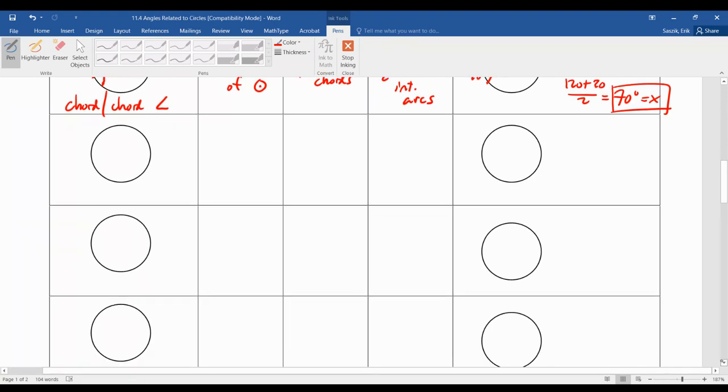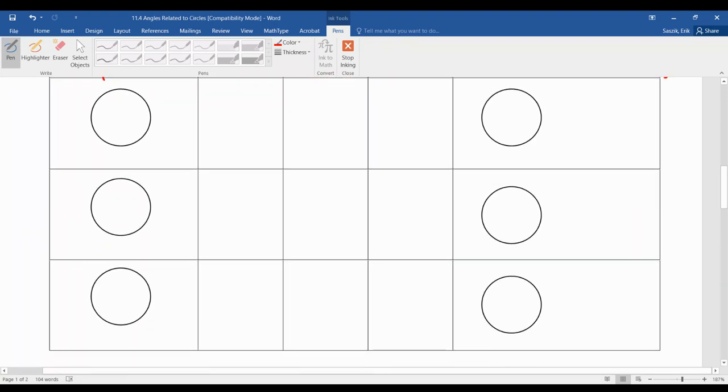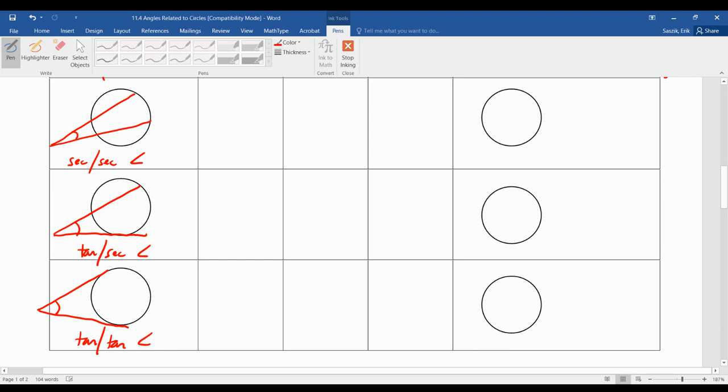Now we still got three more. I know it's a lot of stuff here, but this is the last three. The good thing is all of these behave the same way. Okay, watch what's going to happen here. Here we're talking about this angle out here, and that's called a secant angle. And then this next angle here is a tangent secant angle. And the last one here, we're talking about this angle here, and that's a tangent angle.